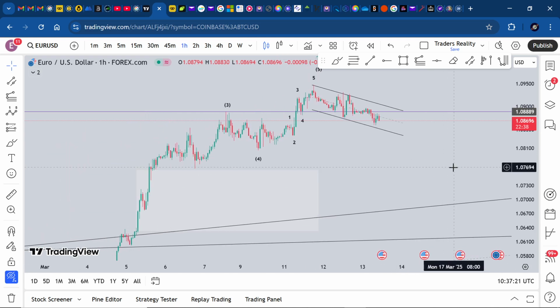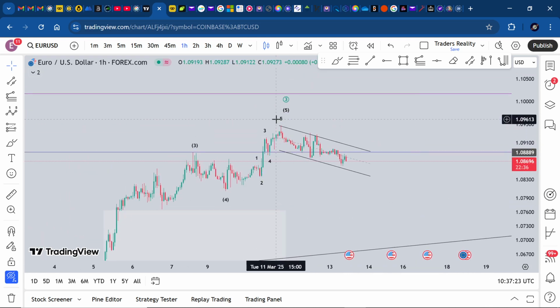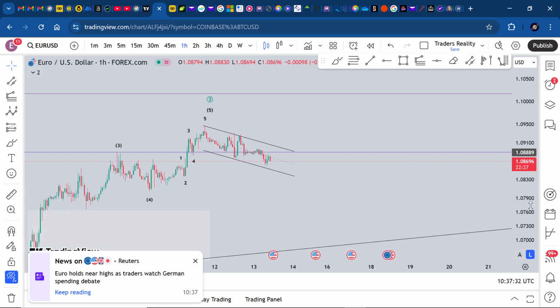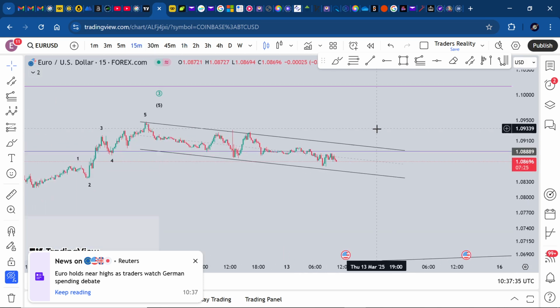corrective price action stays within parallel lines. I've drawn it from what I believe is the A to the B over here, and you know the channel doesn't have to be precise, but I'm going to get it a bit more precise.